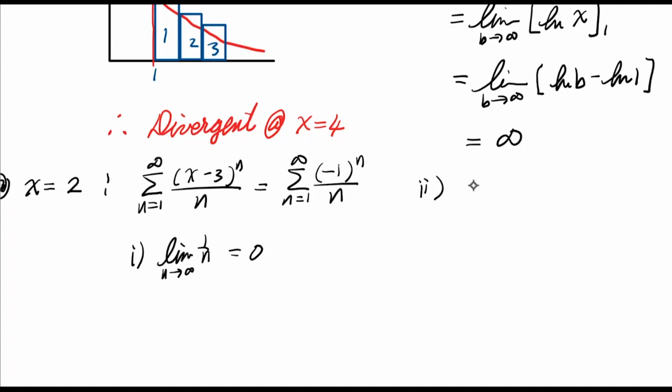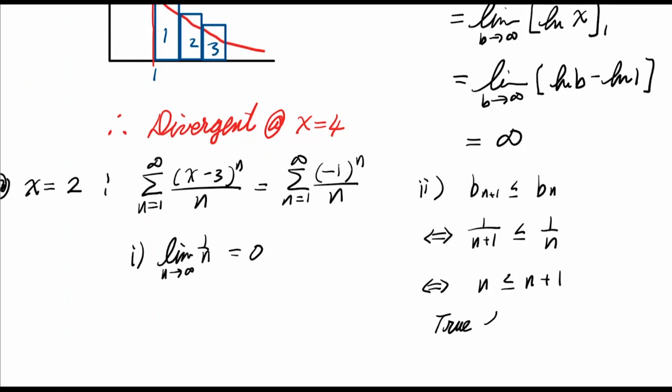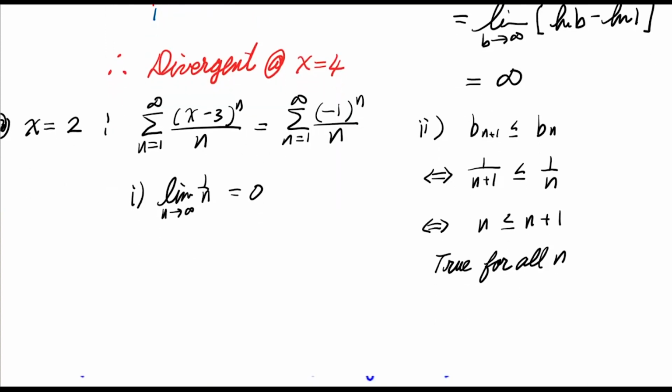Number two, I'm gonna start here. So I want b_{n+1} is less than or equal to b_n for all n, right? Okay, that is true if and only if 1 over n plus 1 is less than or equal to 1 over n, right? And of course that's true, and this is true always, isn't it? So this is true for all n. Okay, now it passes the alternating series test. So our conclusion here is the series is convergent at x is equal to 2. Good.